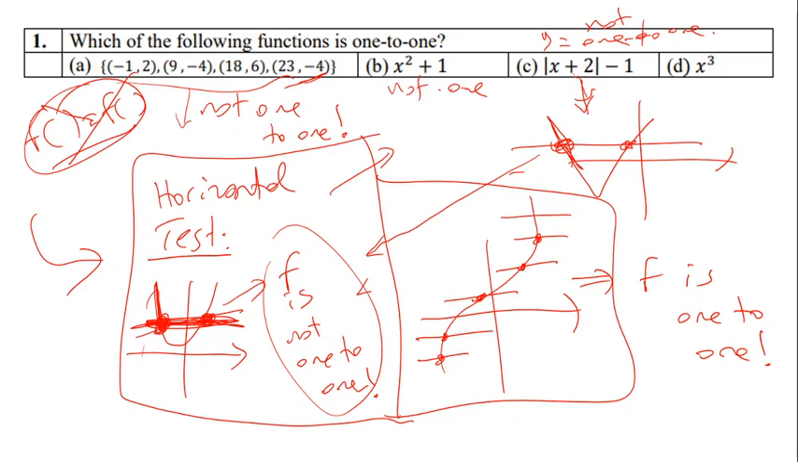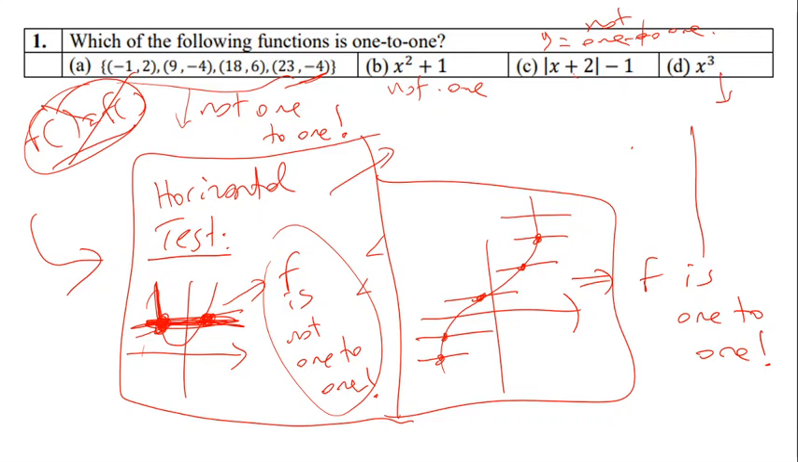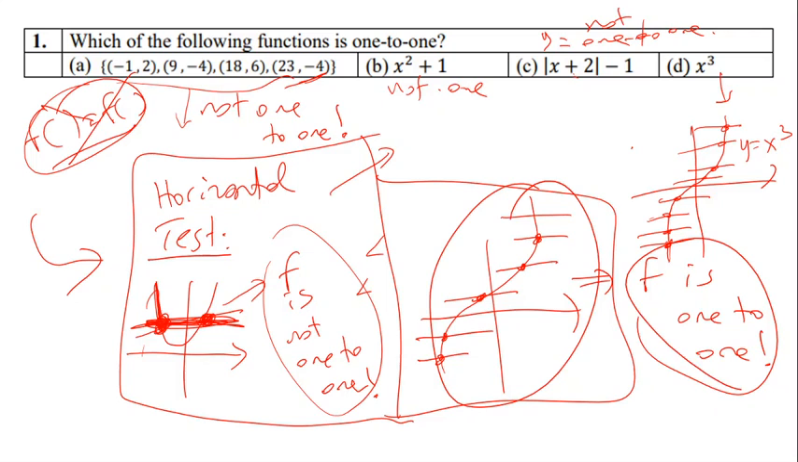Now, let's make the graph of this one. If you remember, this is the graph of y equal to x cubed. And when you draw any horizontal line, you will see there is only 1 intersection point with the graph. So this is the case here, so f is one-to-one here.